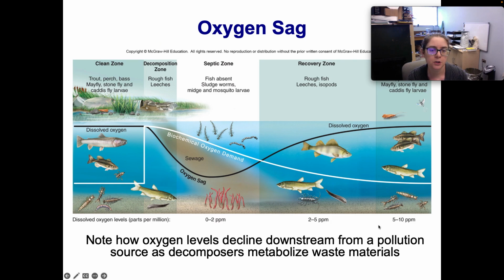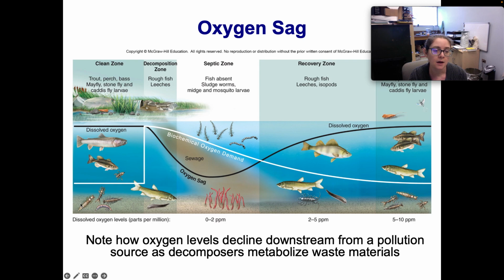We do see, when pollution occurs, something called an oxygen sag. Here we have what they're calling the clean zone. This is before the water is affected by different types of pollutants. If you see this as a graph, we have dissolved oxygen here. Dissolved oxygen is high, and biochemical oxygen demand is very low. I do want to point out we have certain fish that can only handle higher oxygen concentrations, represented here, like trout and perch and bass.